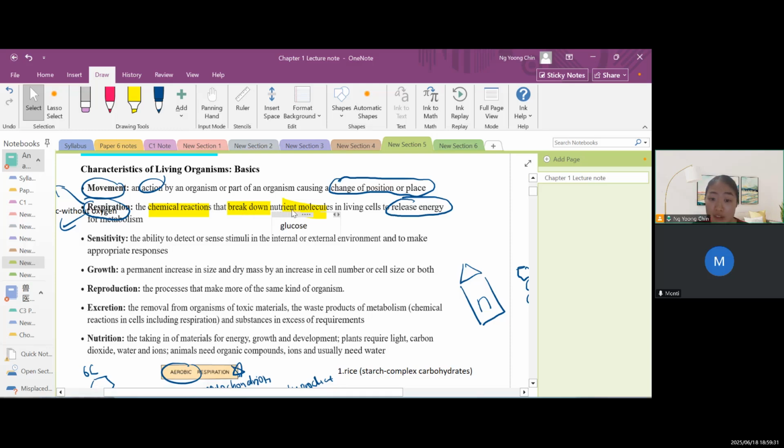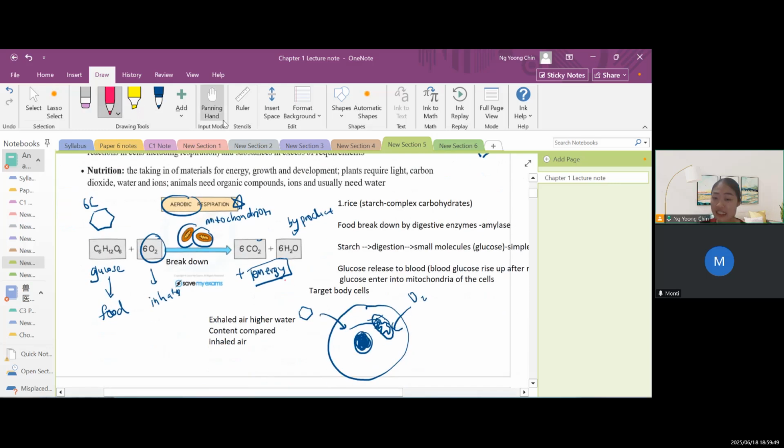So break down the nutrient molecule in the living cell, because the living cell contains what? Living cells contain the mitochondria, which are the organelles. By this process, they will release the energy for the metabolism. Their purpose is actually to release energy. Why are they performing aerobic respiration? Because they want to produce energy.